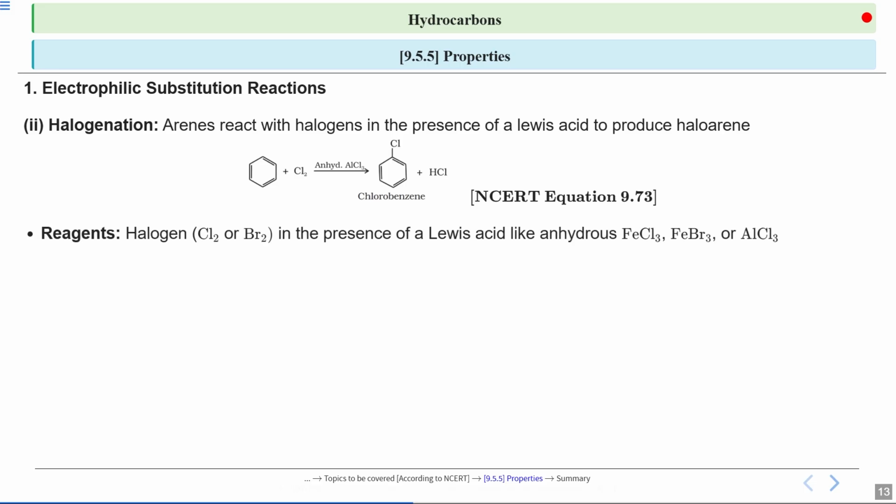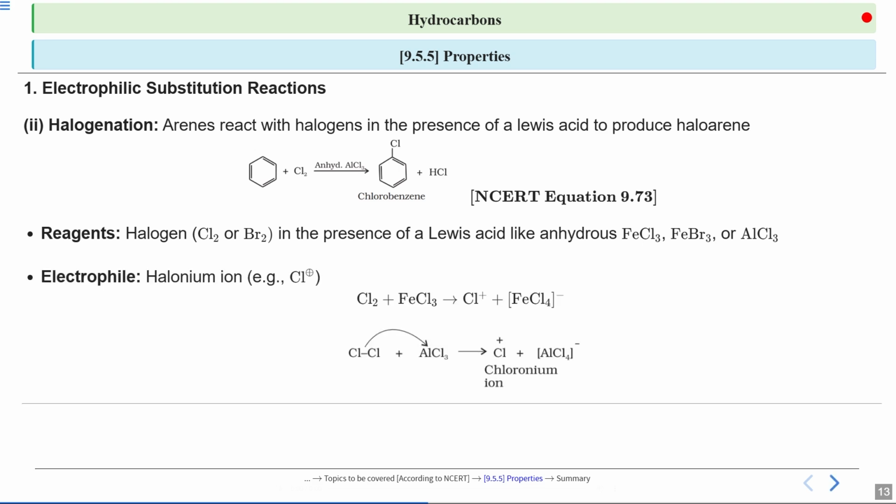Then, if you look at the reagents involved, we use a halogen such as chlorine or bromine and a Lewis acid: anhydrous FeCl3 or FeBr3 or AlCl3. The Lewis acid helps to generate a more reactive species from the halogen, making the reaction possible under mild conditions.